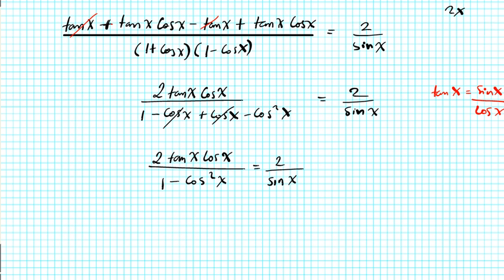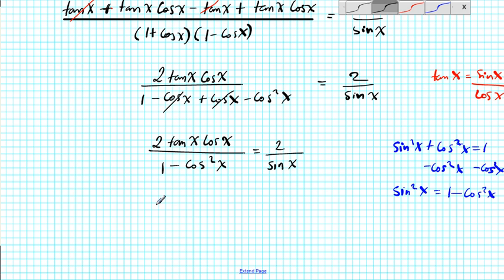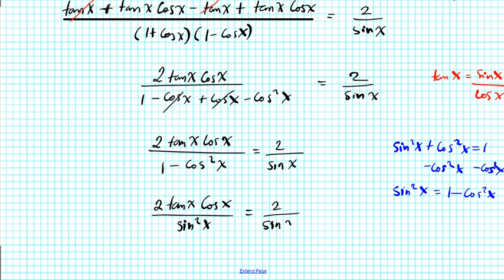So what can we do? 1 minus cosine square x, remember what we derived earlier? Well, I'm going to assume you forgot. We said that sine square x plus cosine square x equals 1, right? And then I said if you subtract cosine square x from both sides, what is that going to give you? It's going to give you sine square x equals 1 minus cosine square x, right? So that tells me that I can replace this bottom with what? Sine square x. So we're going to have 2 tan x cosine x divided by sine square x. Okay, equals 2 over sine x. Leave the right side alone, nice and neat, because it looks good.